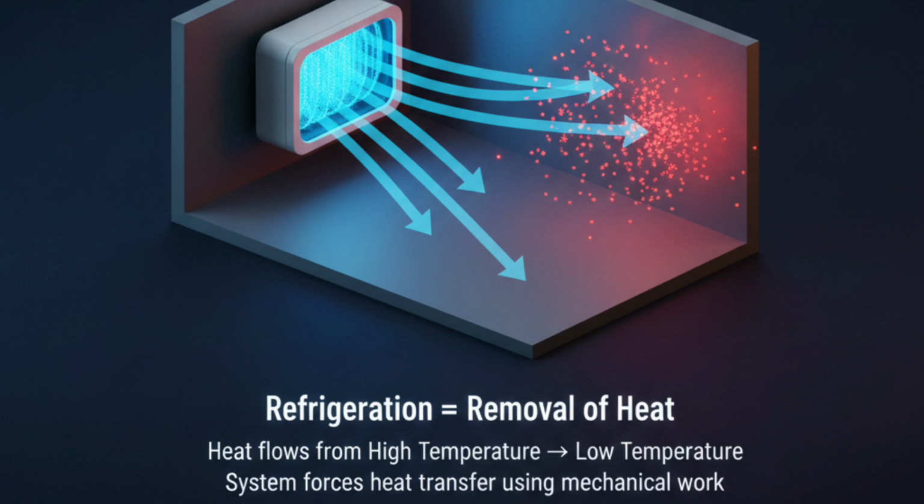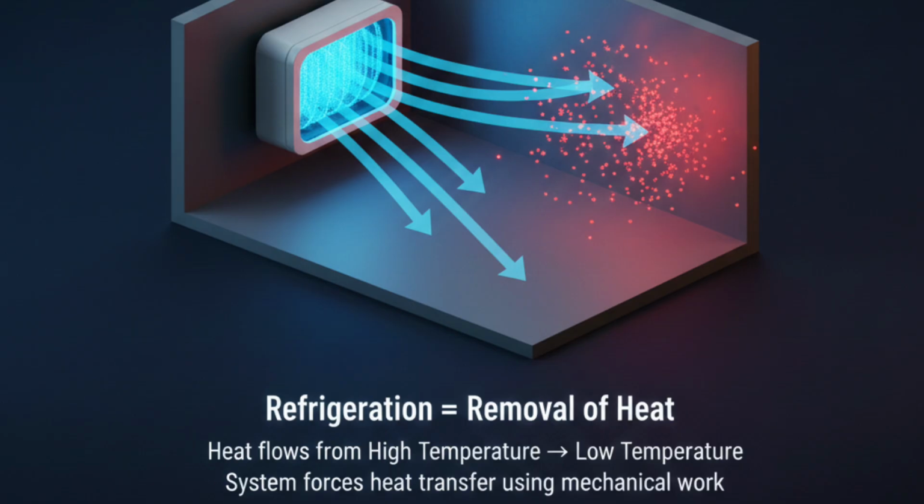Basic refrigeration principle. Now on this 3D image, you can see a room where red heat particles are moving toward a cooling coil, and blue cooled air is spreading inside the room. Refrigeration simply means removal of heat from a space. It is very important to understand that we do not create cold. Instead, we remove heat. Heat naturally flows from a region of higher temperature to a region of lower temperature. However, in refrigeration systems, we force heat to move in a controlled direction using mechanical energy.